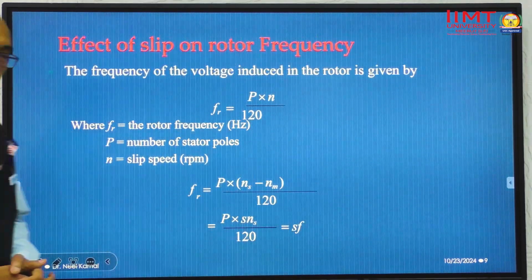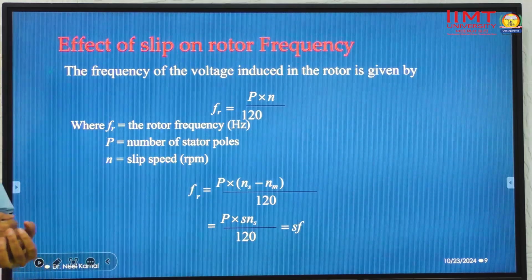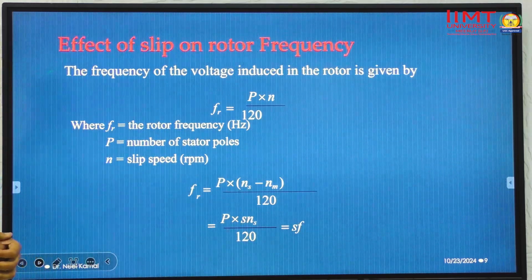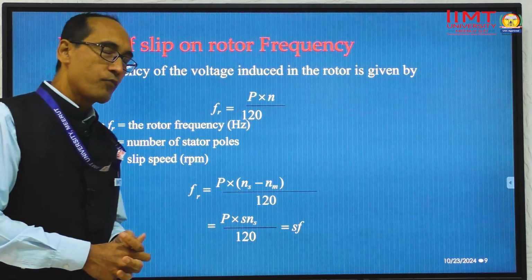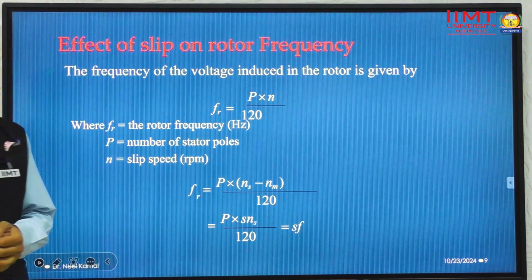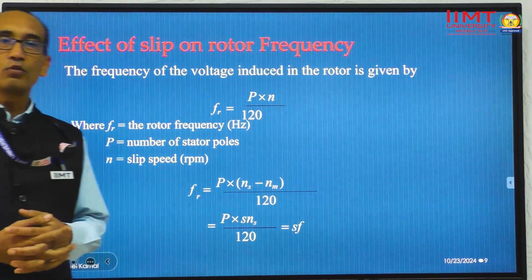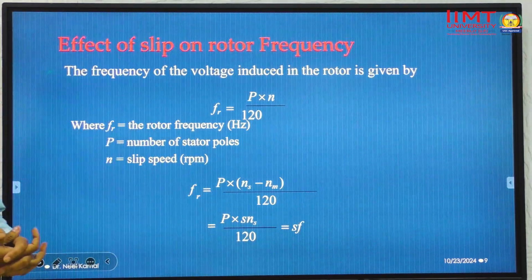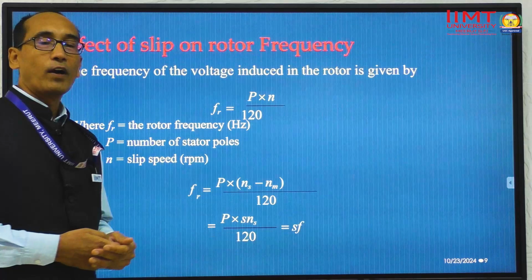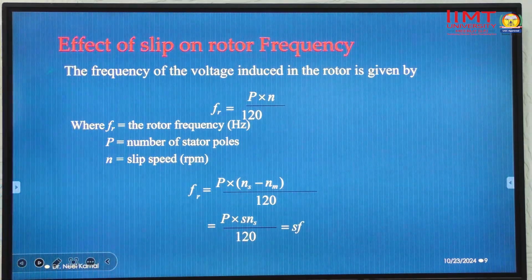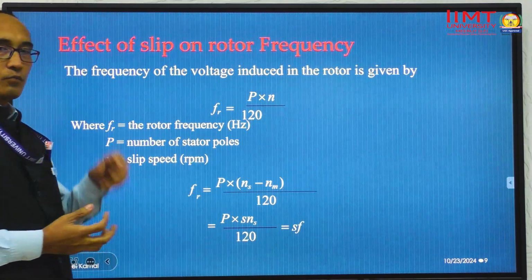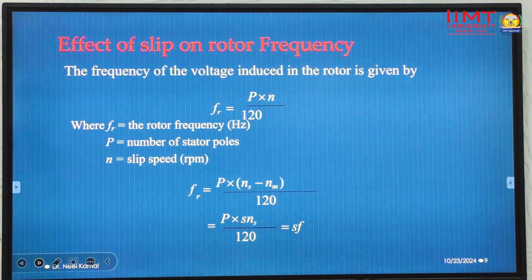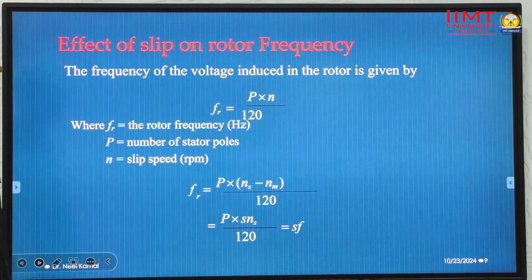Now we will discuss the different rotor parameters. We have the frequency of the rotating magnetic field of the rotor, the current of the rotor circuit, the power factor, the impedance, and the reactance. These are the different rotor parameters on which slip always has an effect. So this topic is the effect of slip on rotor frequency.